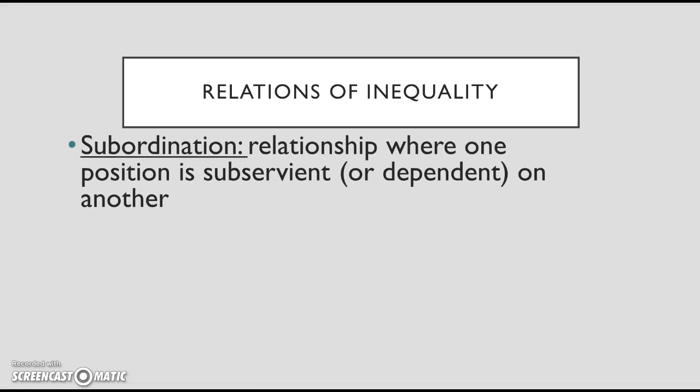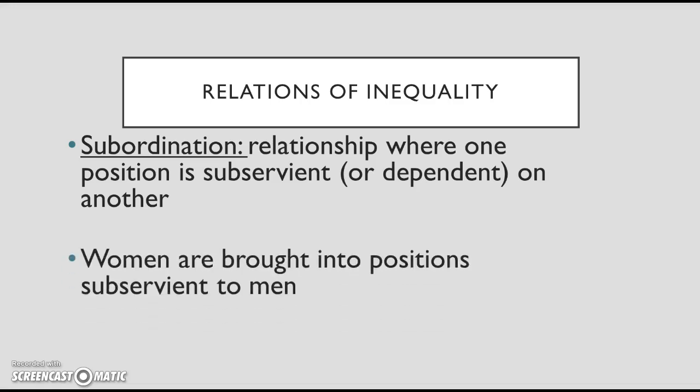Lastly, conflict theorists and feminist theorists talk about subordination. Subordination is a relationship where one position is subservient or dependent on another. The final step in the way that our gender binary system operates is for female bodies to enact femininity and then enter positions that are subservient to men.